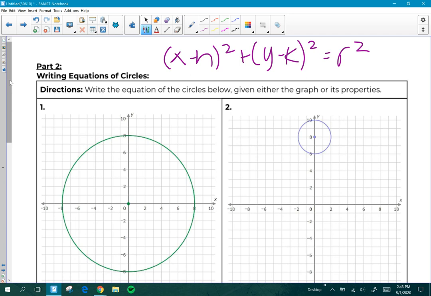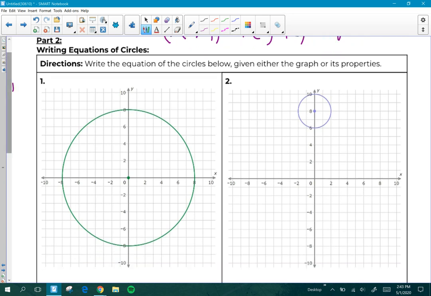All right, so I have two examples of each type, and then I do want to go through the IXL together, just a couple questions on my screen so you can see how IXL wants it formatted, just so that there's no silly mistakes that are made. The directions say you want to write the equation of the circles below, given either the graph or its properties. So for 1 and 2, we're given the graph.